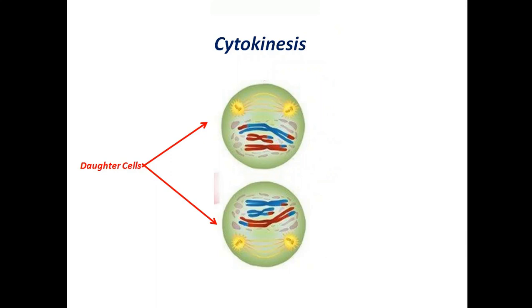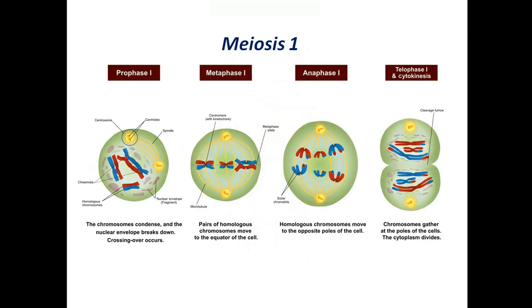Cytokinesis. Well, from the previous video you know what cytokinesis is, and here two daughter cells are formed. But hey, wait, the process of meiosis isn't complete. I know you are quite curious to know how the process of meiosis is completed. But before that, let us quickly recap the process of meiosis 1.